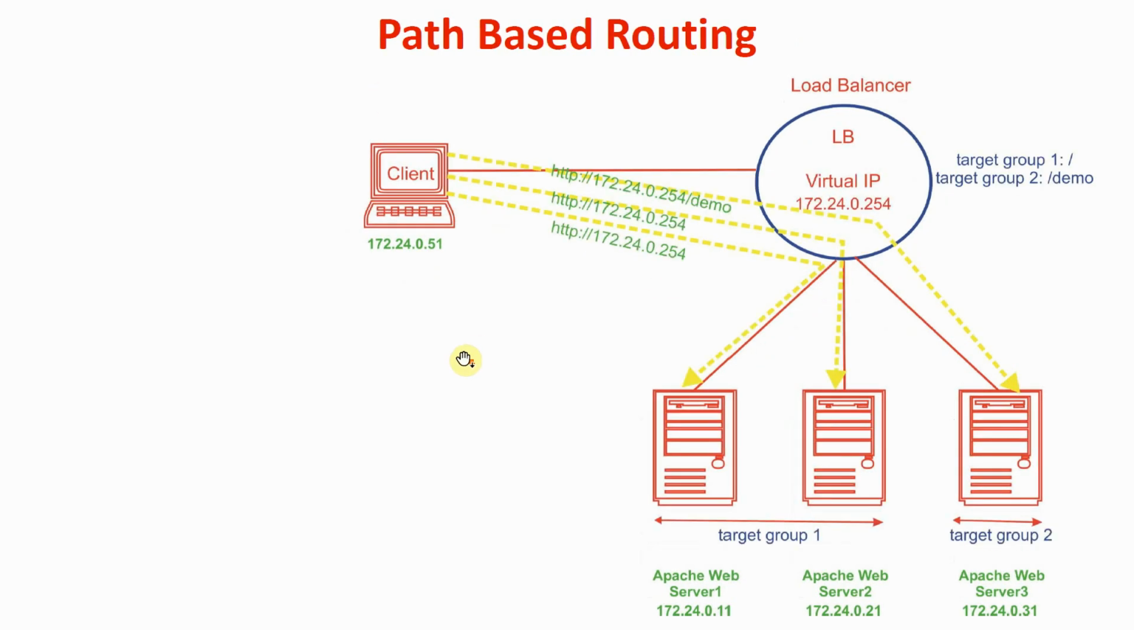Now there is another strategy, path-based routing. Sometimes a client is sending the request in this way, 172.24.0.254, and sometimes different implementation might be there, like we want to access 172.24.0.254/demo, or sometimes it could be slash English, slash French, or slash Hindi. So when we are typing 172.24.0.254, the request should go to these two servers. And when we are typing 172.24.0.254/demo, the request should go to this server.